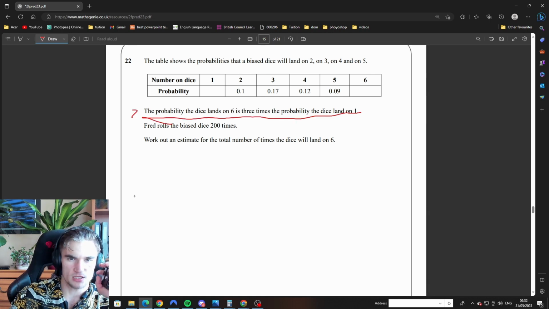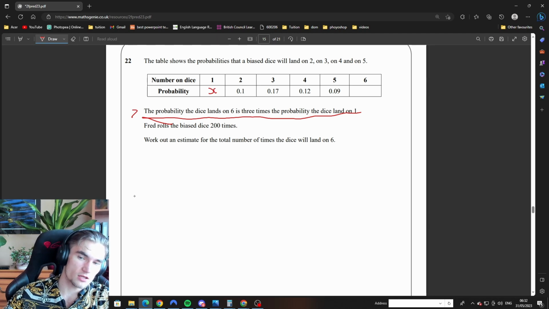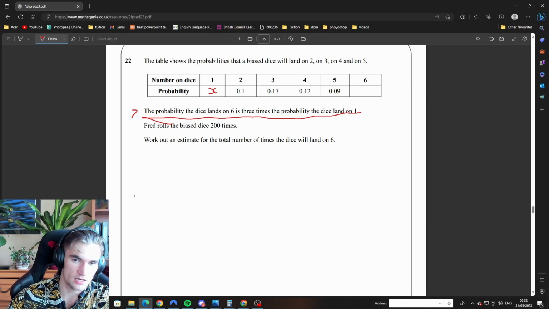So what's the probability that the dice will land on 1? We don't know. We have no idea. So I'm just going to call it x. But what about the 6? They told me that the probability that the dice lands on 6 is 3 times the probability that the dice will land on 1. So 6 will be 3x.